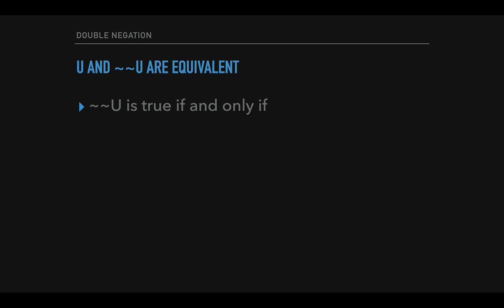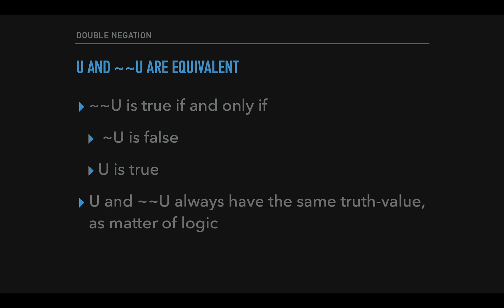Negation, negation, you. Remember, the negation of a sentence is true if and only if the sentence it's attached to is false. So negation, negation, you is true if and only if negation, you is false. There are two negations there, so we take off the first one, and what the whole thing is saying is that the one with just one negation, not you, is false. When is that? Well, when you is true, because you has the opposite value of not you. And so not you and you always have the same truth value, and that's a matter of logic.